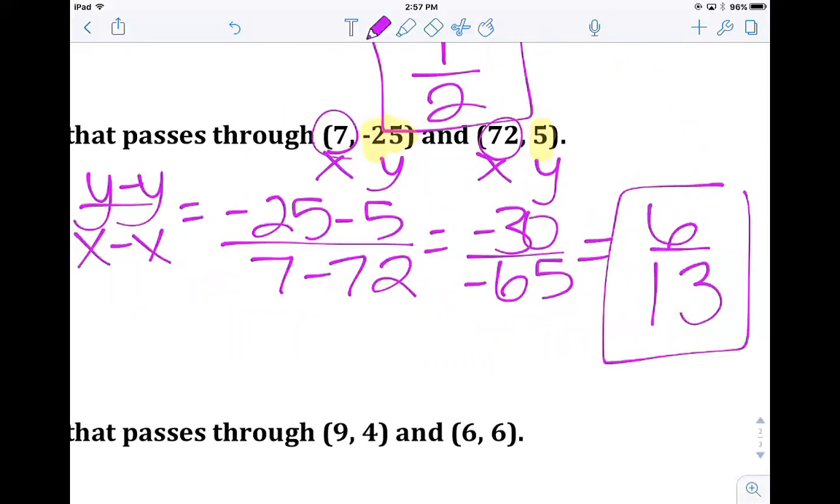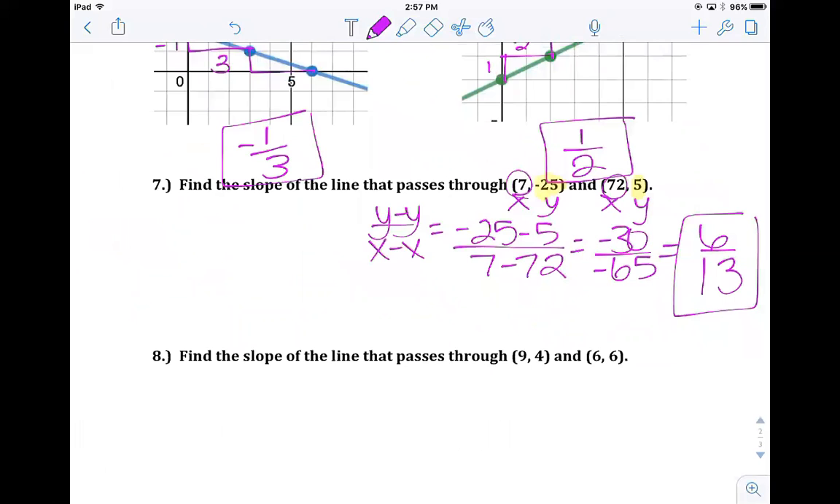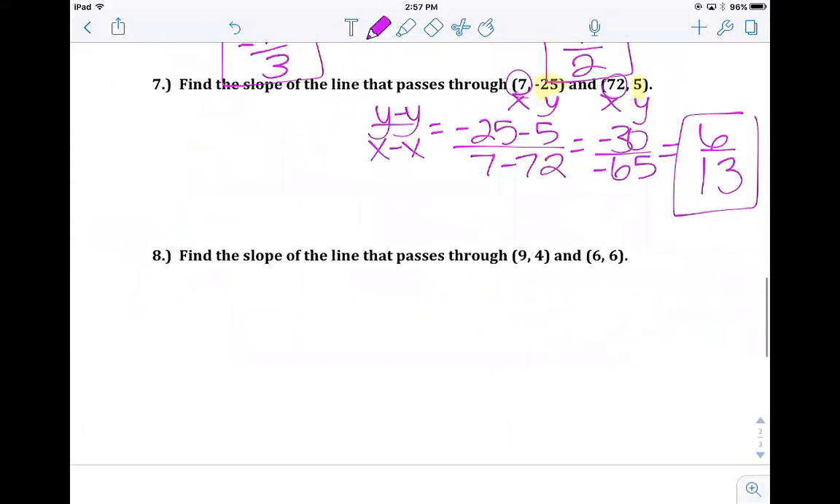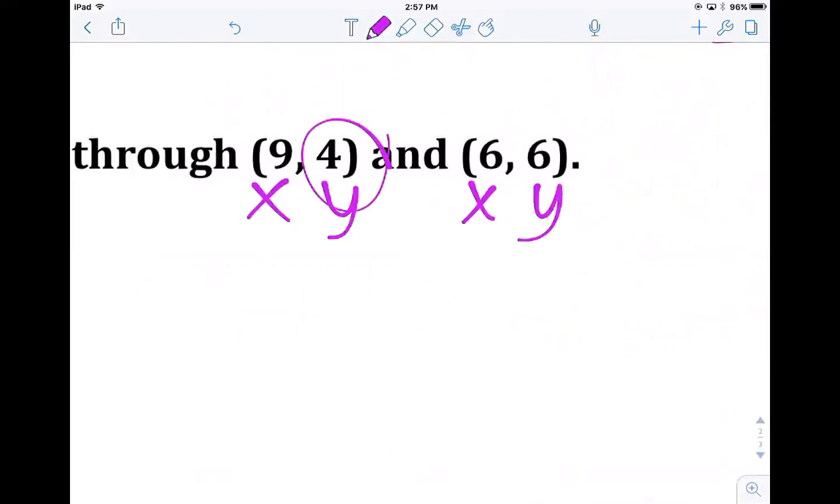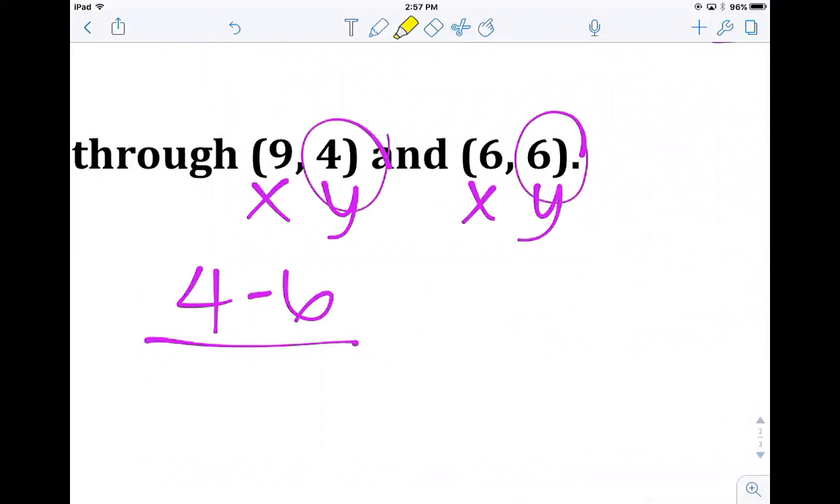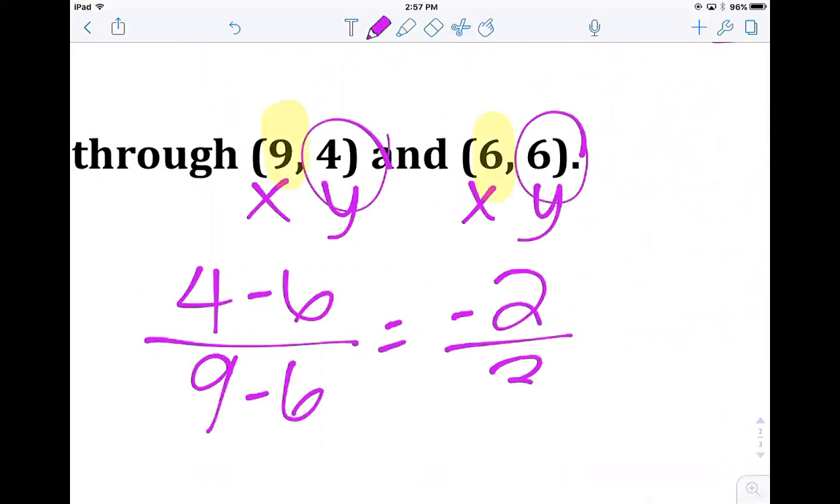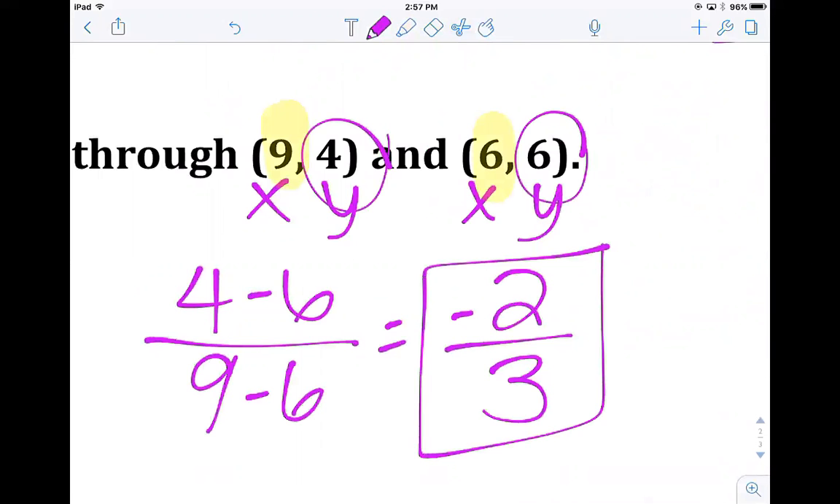So it's always a great idea to leave your slope as a fraction. If you got a decimal, it was like 0.46, but it's always a better idea to leave it as the fraction. And again, you can plug this right into your calculator. And then the final problem, same thing. We have xy, xy. So we're going to take 4 minus 6 in the top, because those are your y's, and then x minus x on the bottom, 9 minus 6. So that leaves us with negative 2 over 3. And that's it.